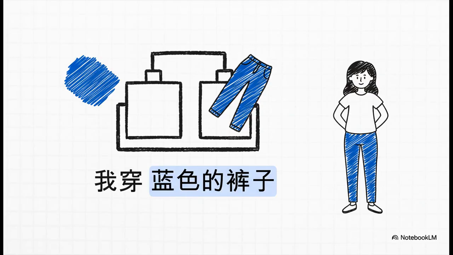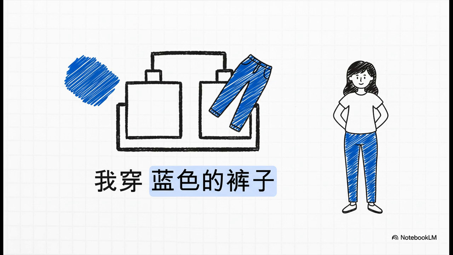So let's build a brand new sentence right now. Let's take blue and pants and just pop them right into our template. And we get 我穿蓝色的裤子. And that means I am wearing blue pants. See that? Just like that, you made a completely new, perfectly correct sentence.